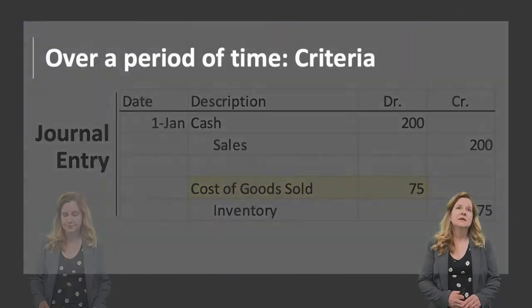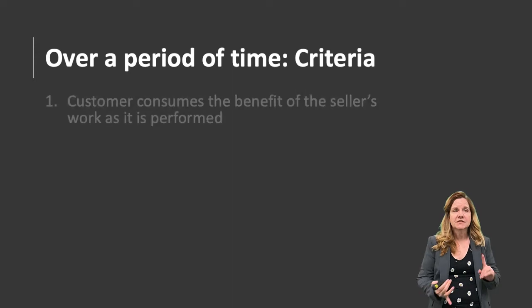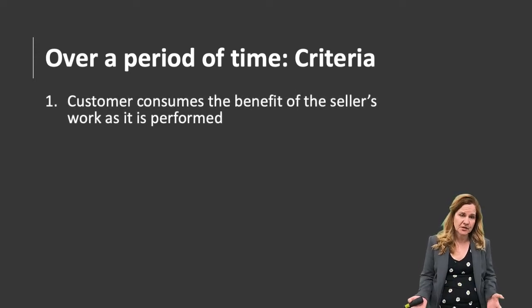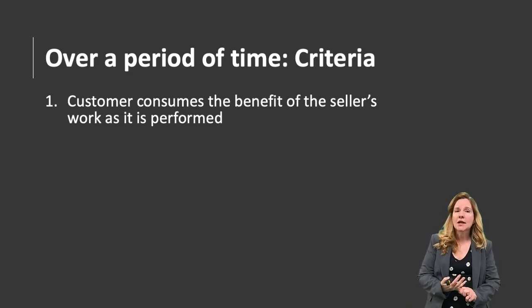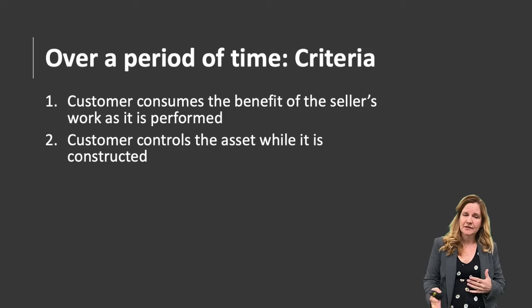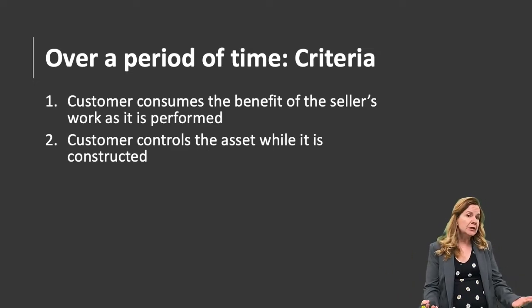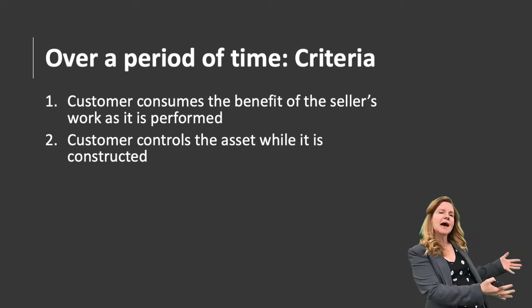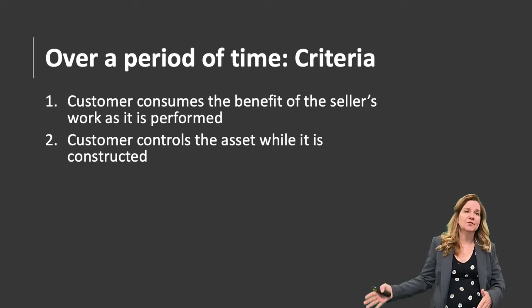Now, if we're looking at a period of time, the criteria for a period of time is the customer consumes the benefit of the seller's work as it is being performed. So example of a period of time would be consulting services, an audit taking place, a company that lends money to customers. The customer controls the asset while it's constructed. That's another criteria. This would be an example of if you have a building and maybe you're getting an addition added onto it, you control it during that period of time. Revenue is recognized over that period.